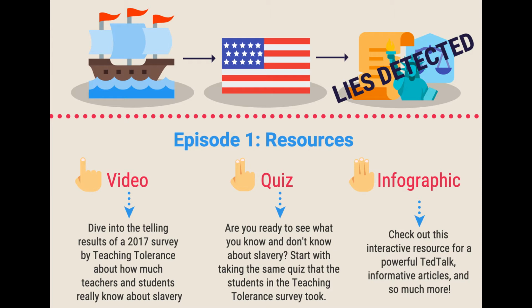The second resource that is available to you is a quiz that is taken from the survey that Teaching Tolerance gave the 12th grade students to measure how much they knew about slavery and what they were being taught about slavery. So if you are curious about how you would stack up to the knowledge of these 12th graders, or if you are curious about what maybe your bias is or what you thought you knew but you don't really know, or you were taught with a miscue of history, this is a great resource for you.